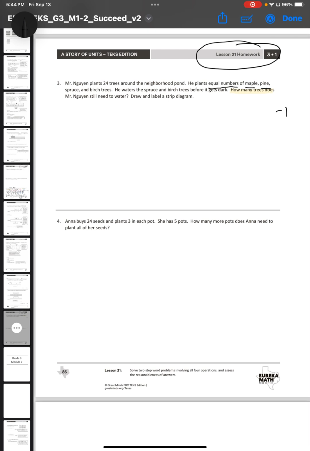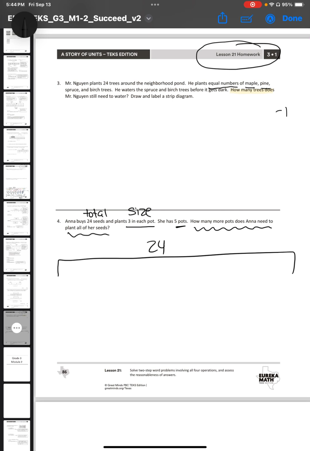Let's take this one step at a time and ask ourselves, what do we know? We know that Anna has 24 seeds. That's a total. We know that there are 3 seeds in each pot. That would be the size of each group. We know she has 5 pots. Then the question says, how many more pots does she need to plant all of her seeds? So we can kind of assume that she doesn't have enough pots. Let's go ahead and see how many total pots she would need to account for all 24 seeds, and then we can work from there.